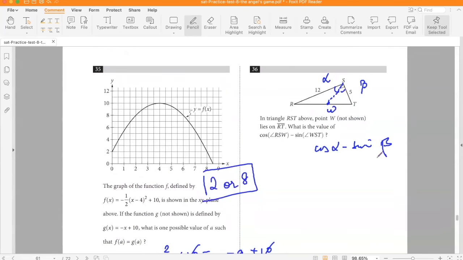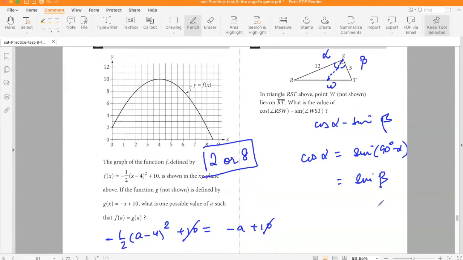Now alpha plus beta is 90 degrees because angle S is 90 degrees. So cos alpha will be sine of 90 minus alpha, and 90 minus alpha is beta. So that's sine beta. So cos alpha minus sine beta becomes sine beta minus sine beta. So that's 0.